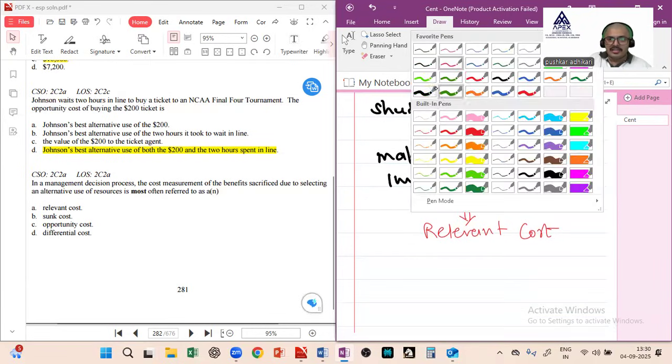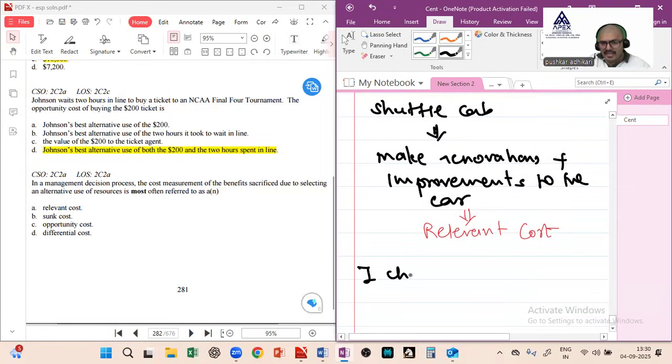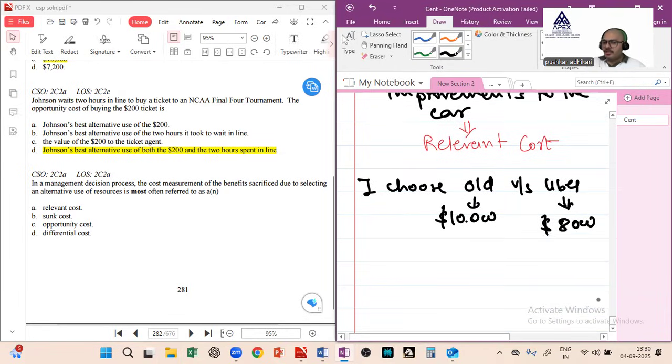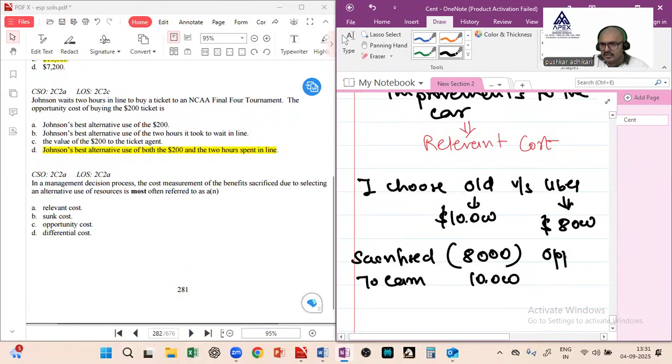Now please try to understand. I choose Ola that pays me, for example, $10,000 versus Uber that could have paid me $8,000. I have sacrificed $8,000 to earn how much? To earn $10,000. So what is the $8,000? This is the opportunity cost. And to earn this, this is my incremental revenue.